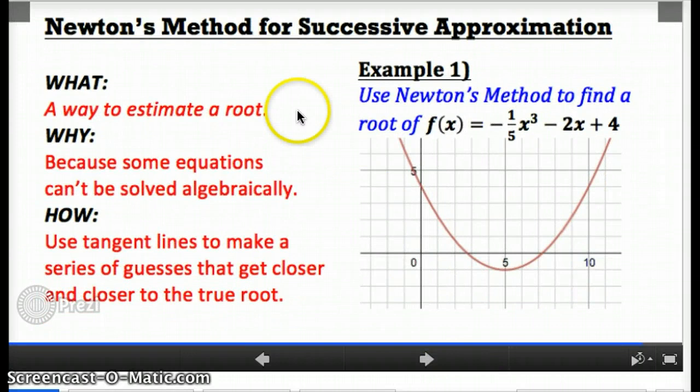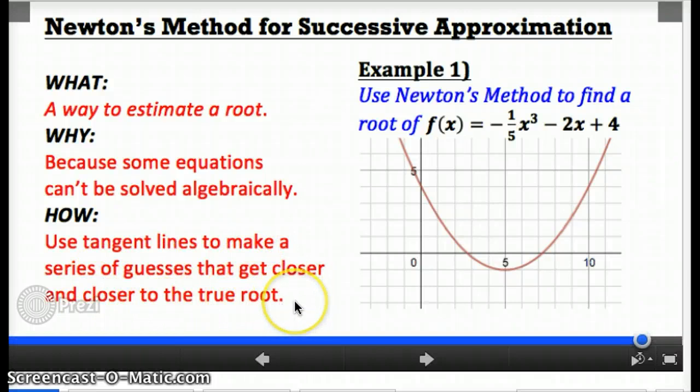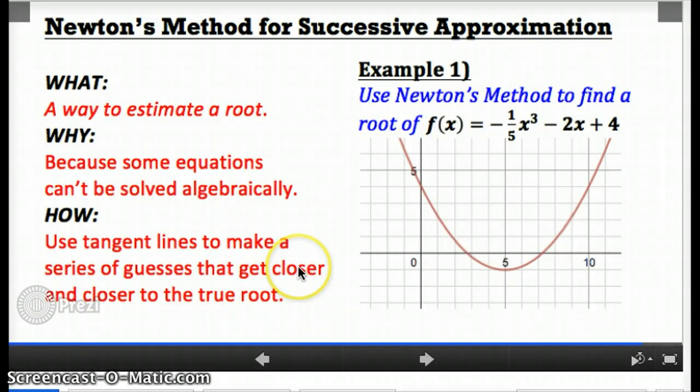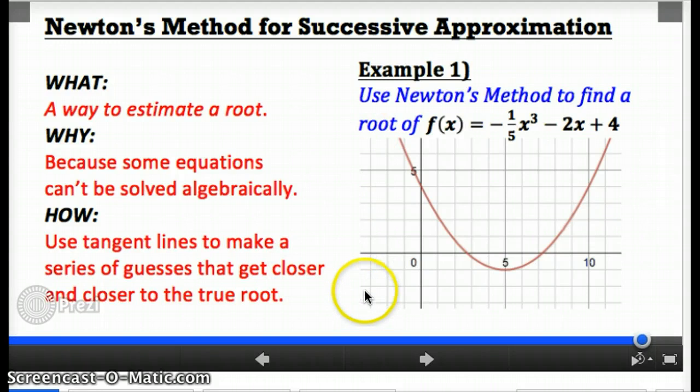Newton's method is a way to estimate a root of a function, and we need this method because some equations can't be solved algebraically. What we're actually going to do is use tangent lines to make a series of guesses that get closer and closer to the true root. I'm going to show you this process, what you write algebraically and what is really happening in terms of the graph.